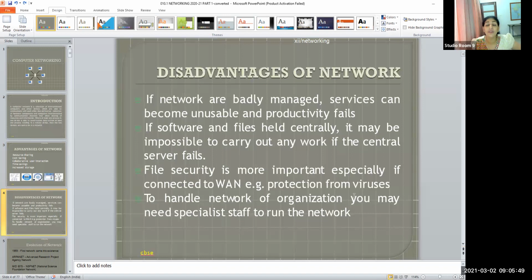Then usually in a network, there will be a central server where you keep all the systems. So if that particular central server fails, what will happen? You won't be able to carry out any work. Suppose it's a standalone system, there won't be any problem of security. No virus will come, nothing will happen. But if you connect to a network or internet, what happens? There will be intruders doing all these kinds of activity and taking your passwords, etc. So security.